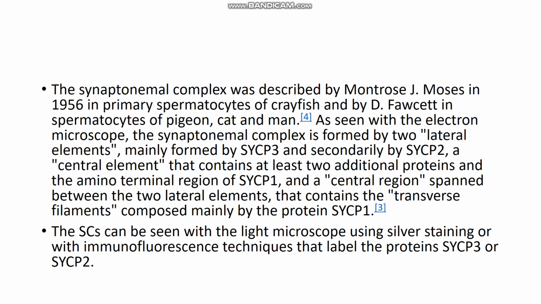This was first described by Montrose J. Moses in primary spermatocytes of crayfish and D. Fawcett in spermatocytes of pigeon, cat and man, etc. In the electron microscope, the synaptonemal complex is seen with the two lateral elements formed of SYCP3 and SYCP2. The central element is formed of SYCP1 protein complex.